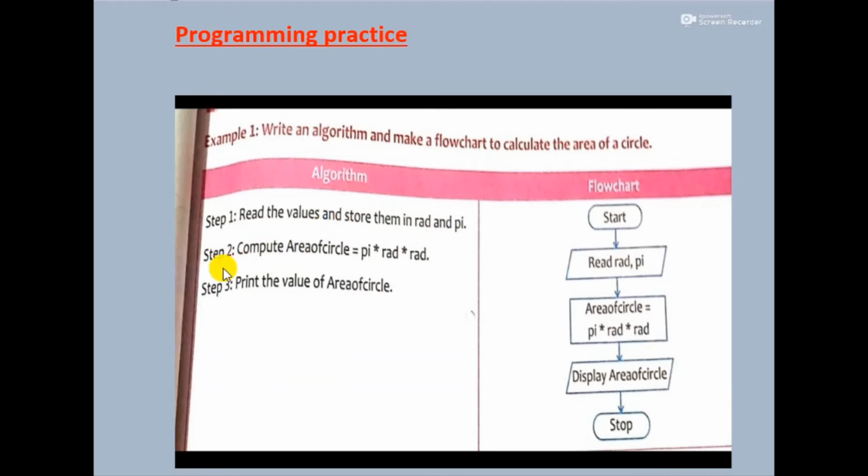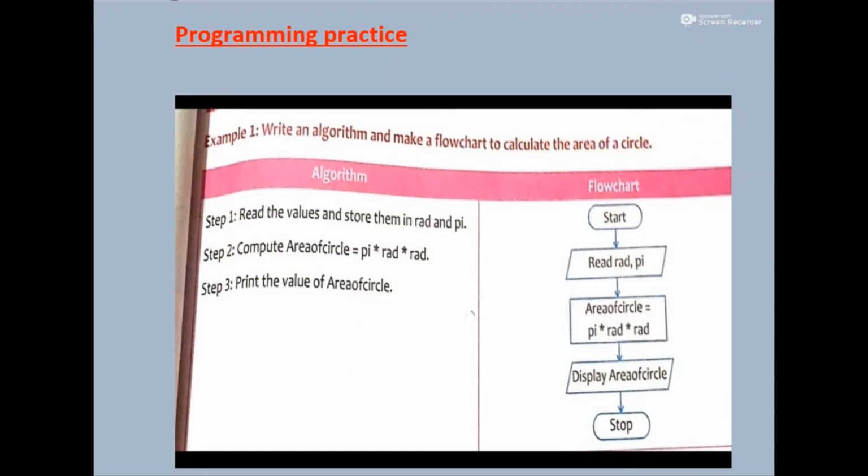The second step is to compute the area of circle equal to pi into RAD. Here, with the help of the formula, we are calculating the area of circle. The third step is to print the value of area of circle, so in the third step we are going to show the area of circle. So this is the algorithm which is used to calculate the area of circle.